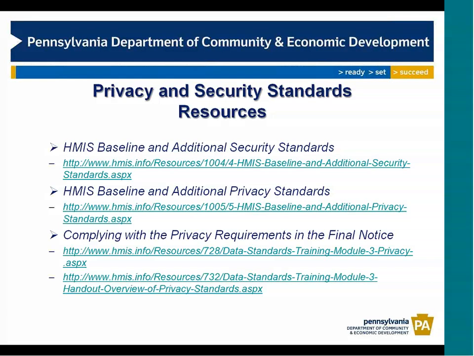These are 3 resources found on the HMIS.info website and provide more in-depth information. There's the security standards, privacy standards, as well as some privacy requirements in the final notice, and some basic links here. Most of the information in today's class was taken directly from these resources. If you go to HMIS.info and go to the search screen and do HMIS security or HMIS privacy searches, you can find a ton of resources on this information, as well as additional information to help you put together your privacy notices and privacy postings as well.